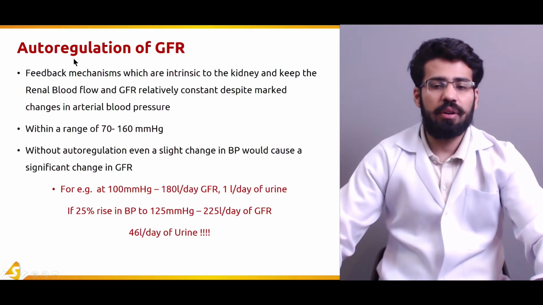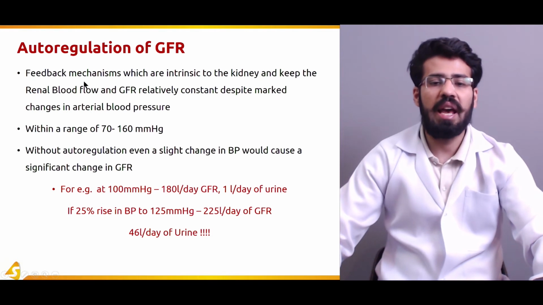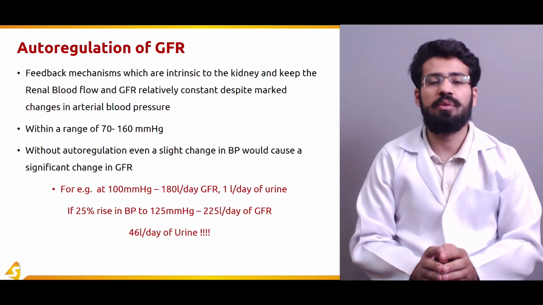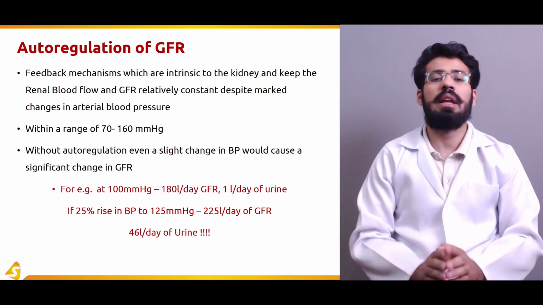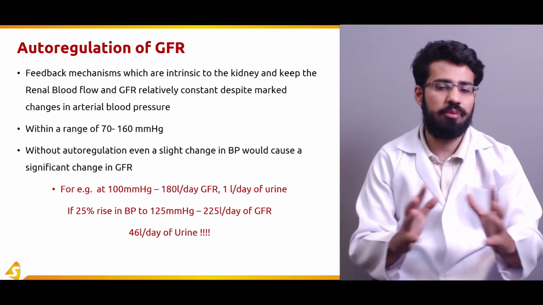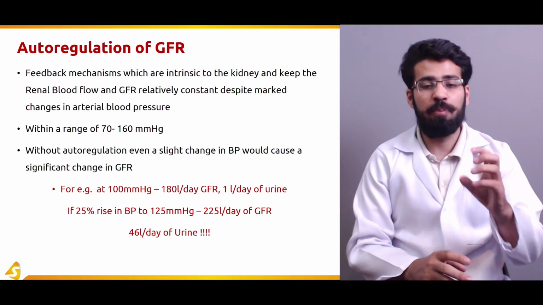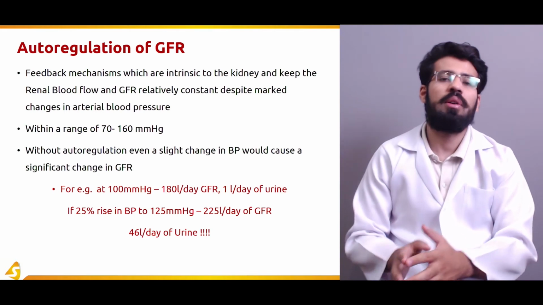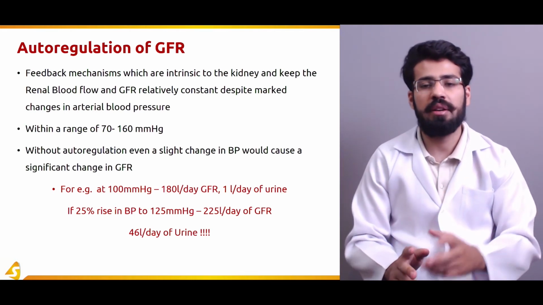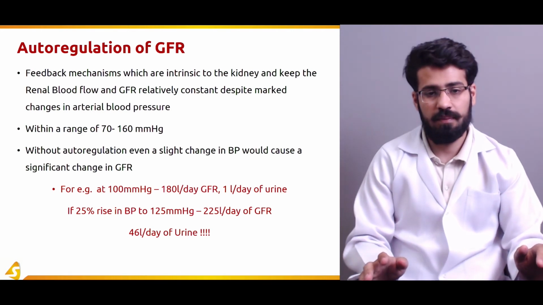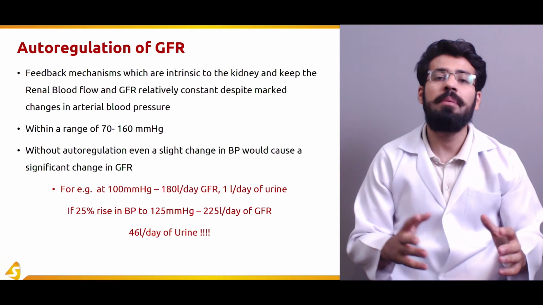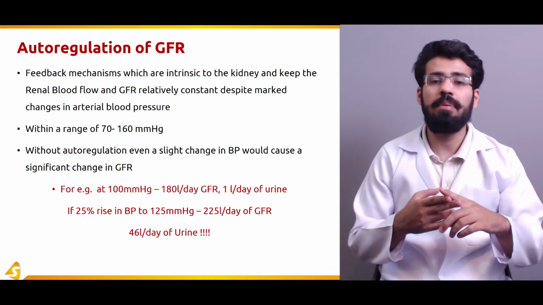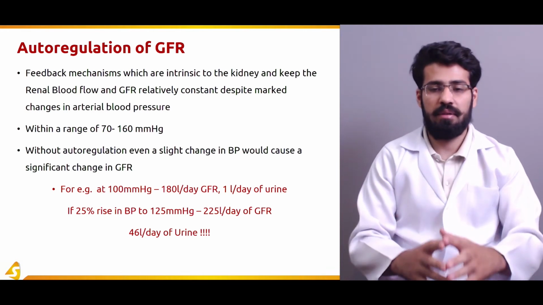Now let's talk about the autoregulation of the glomerular filtration rate. We have feedback mechanisms which are intrinsic to the kidney. These feedback mechanisms, which we are going to discuss in detail, are present inside the kidney. They are innately present. The purpose of these feedback mechanisms is to keep the renal blood flow, number one, and the glomerular filtration rate, number two, constant. These feedback mechanisms will be monitoring the renal blood flow and the glomerular filtration rate, and keeping these two things at a particular level.